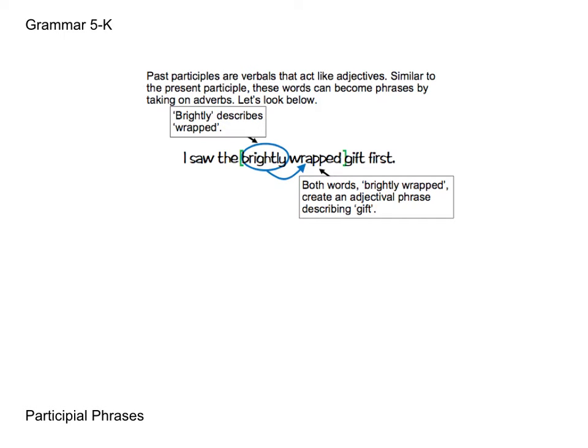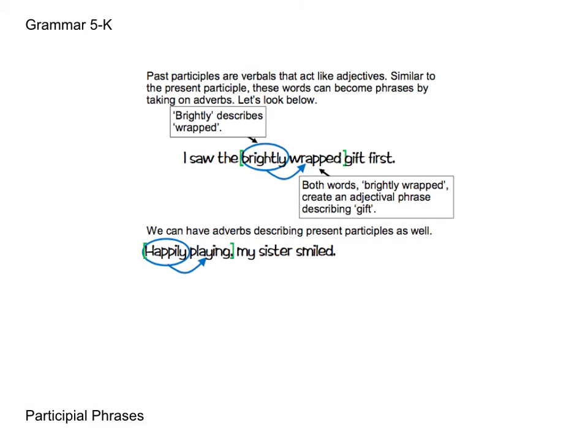So brightly is modifying wrapped, and brightly wrapped is modifying the gift. So brightly is technically an adverb modifying wrapped, which is an adjective because it's modifying gift. Now remember that when you have brightly wrapped, that means the whole entire phrase is actually modifying gift. I'm just breaking it down for you. Now let's remember that present participles act like adjectives, and therefore they can also have adverbs describing them as well.